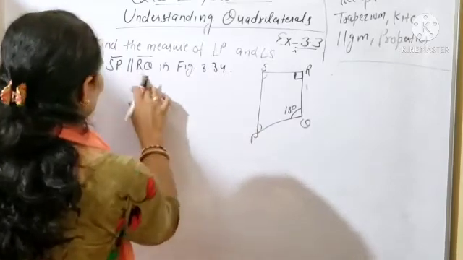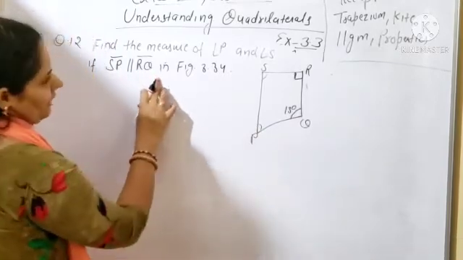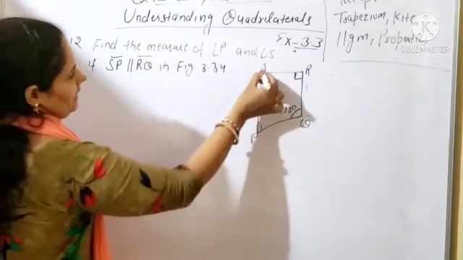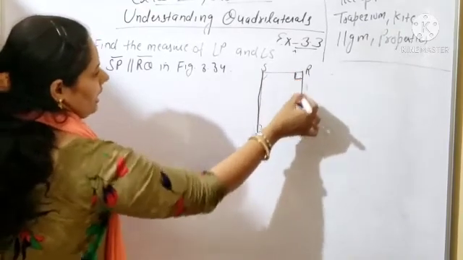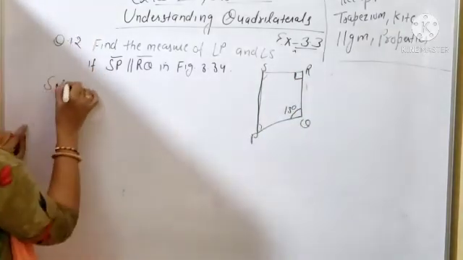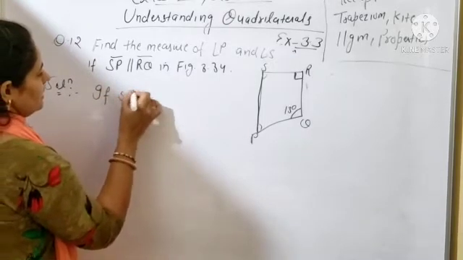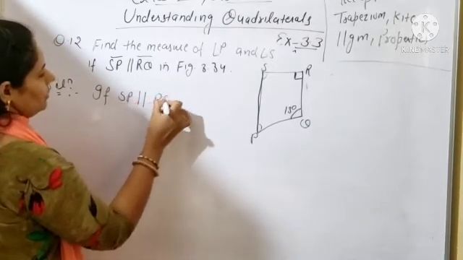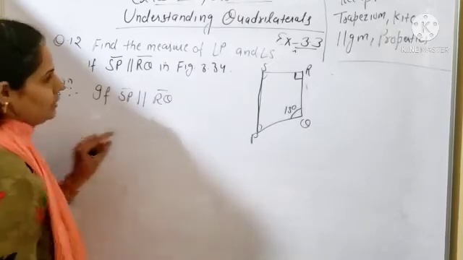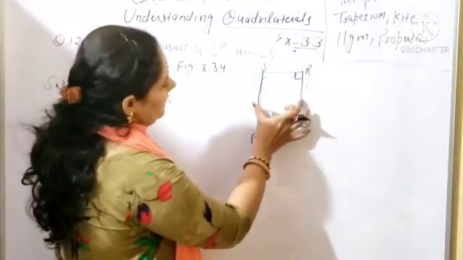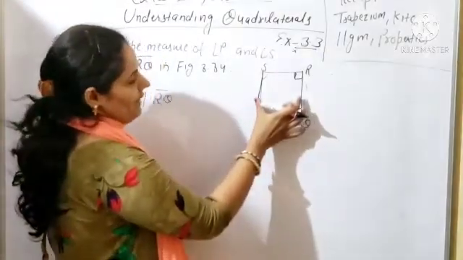Okay, and if SP is parallel to RQ. So SP side, what is SP? This one side is parallel to RQ. So you will write the solution. If SP is parallel to RQ, SP side is parallel to RQ. So these are two parallel sides. Okay, these are two parallel sides.